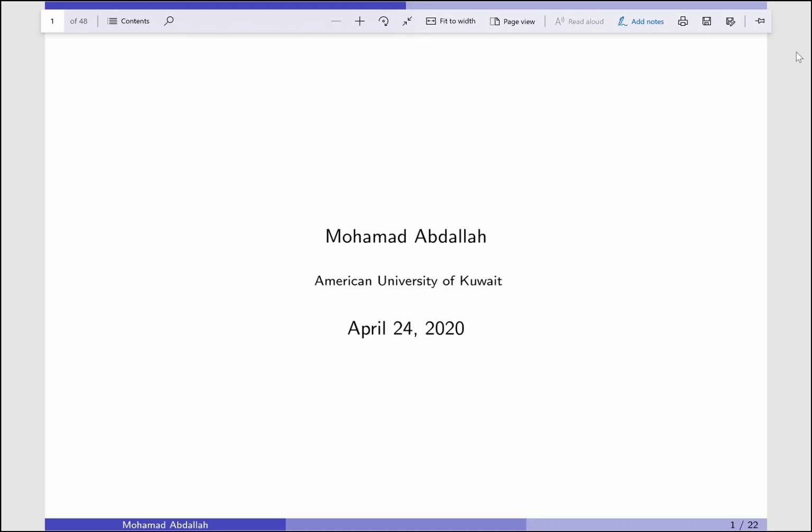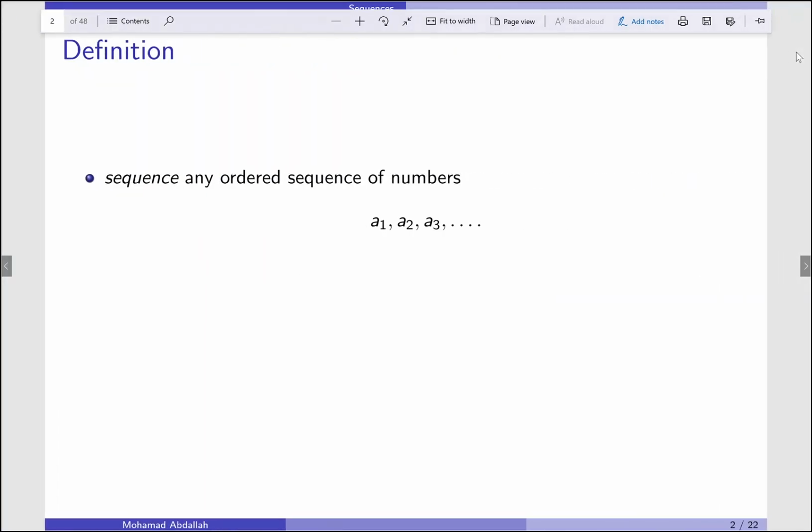In this video, we will talk about sequences. So, starting with the definition of a sequence. Well, a sequence is just a list of numbers in a specific order. We usually use the following notation: a sub 1, a sub 2, a sub 3, and so on, to denote the terms of the sequence in this order.